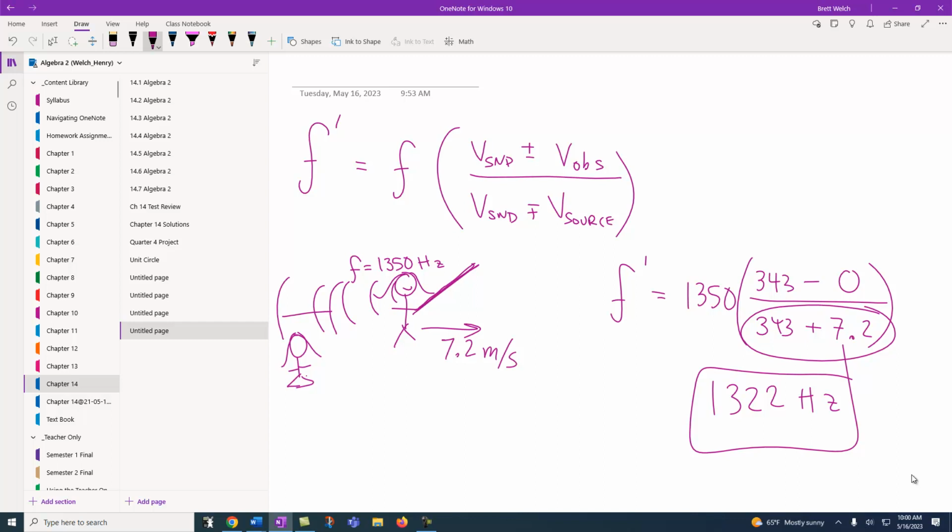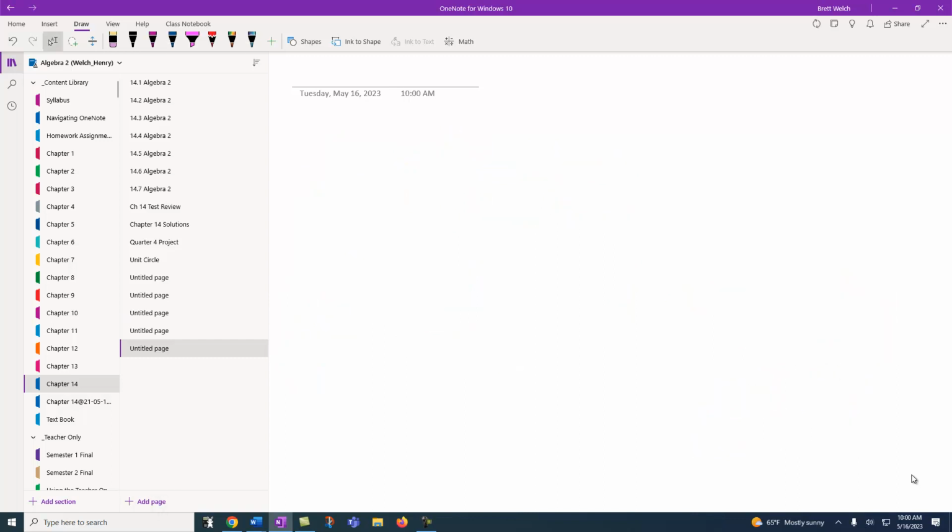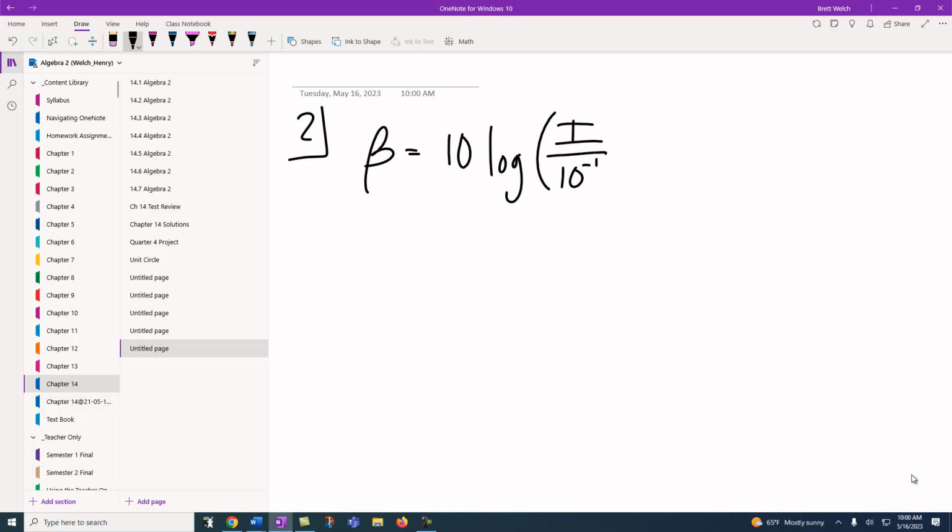Question number 2. Know how to convert sound level to intensity and reverse it. Now, in this class this year, I know we did a couple different versions of the equation, but the base formula is that beta, the sound level, is equal to 10 times the log of I divided by 10 to the negative 12. That's our base formula. I think in the formula sheet it probably says I naught for the 10 to the negative 12. Okay, that's what it has there.